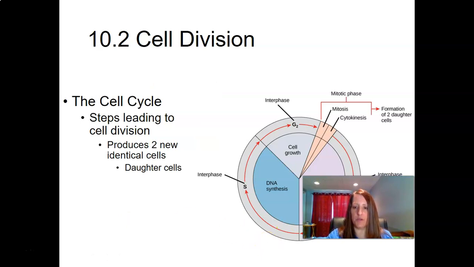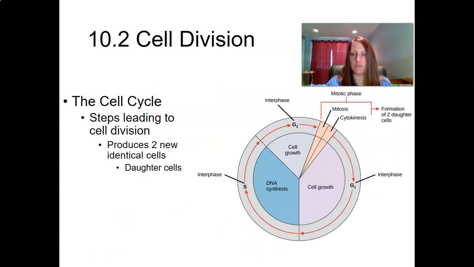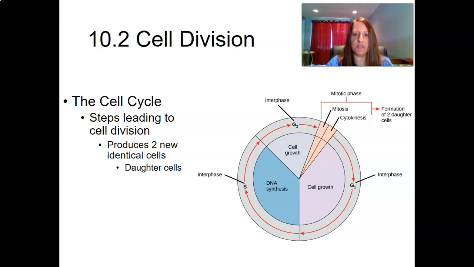Okay, so make sure you can see that. Before we start diving into mitosis, we have to talk about the cell cycle in general. Okay, so the cell cycle, remember that these are the steps that occur in a parent cell leading up to the eventual cell division and the production of two identical cells. Those are called daughter cells.